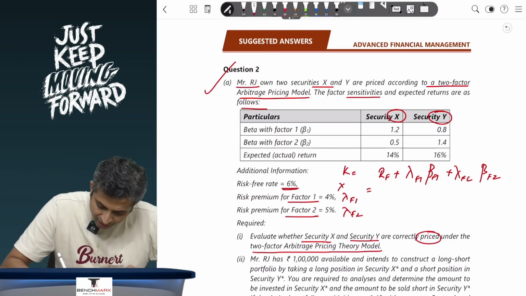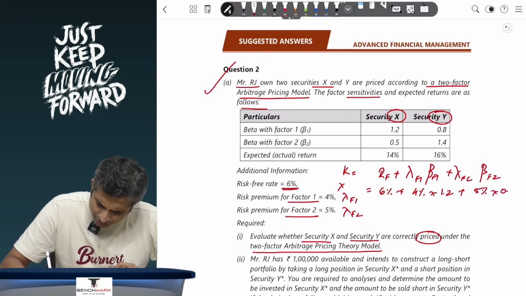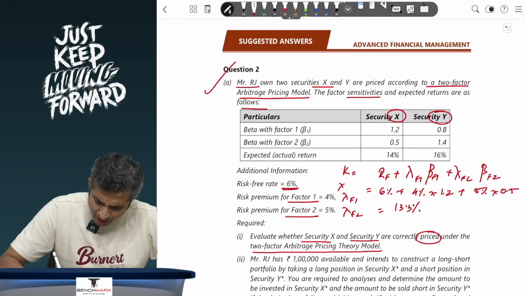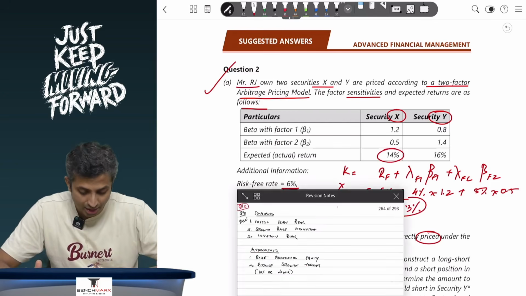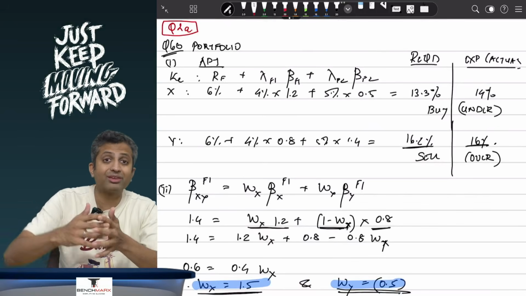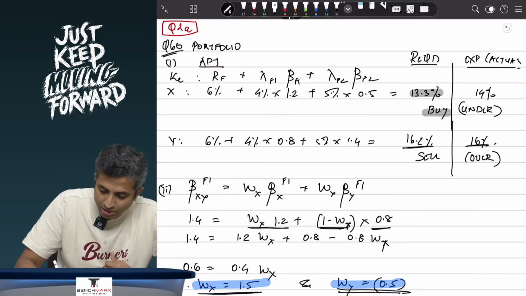So let's say for security X, this is 6% plus around 4% into 1.2 plus 5% into 0.5. If I were to solve this, if I'm not wrong, this comes to 13.3%. And if you look at your expected or actual return, this is 14%. So this is giving you more than what is required, and hence security X seems to be undervalued. It gives us a return of 14% when we require around 13.3%, and hence our recommendation should be buy.